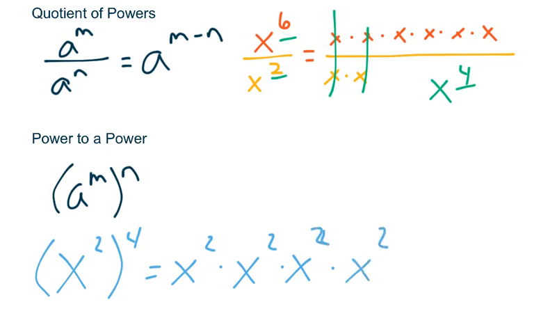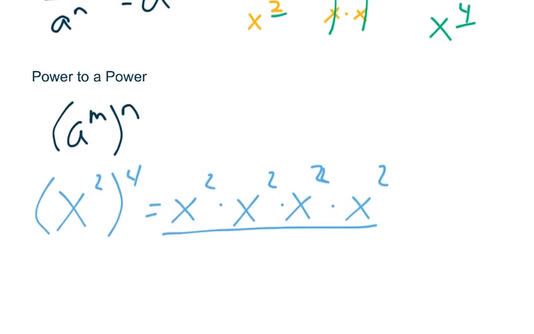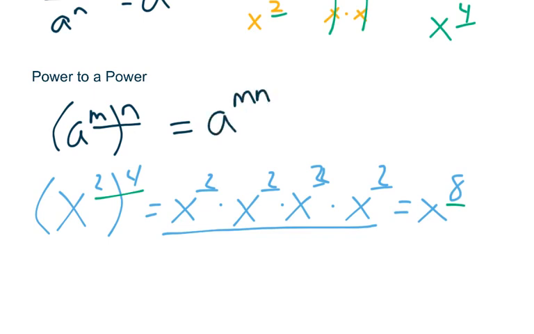Well, if we write it out the expanded version like this, like I just underlined, it becomes a lot like the product of powers property. If I add up all these exponents, 2 plus 2 plus 2 plus 2, that would give me x to the 8th power. The quicker way, how are 2, 4, and 8 related? Well, 2 times 4 is 8. So what the power to a power property says is if we have two exponents right next to each other, like we've got here, we can simplify it by multiplying them. A to the mn power.